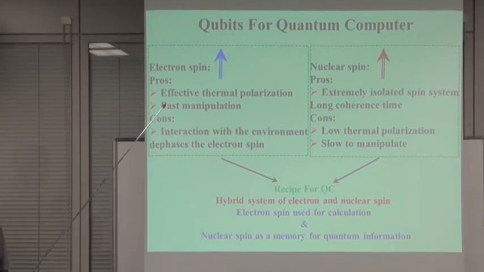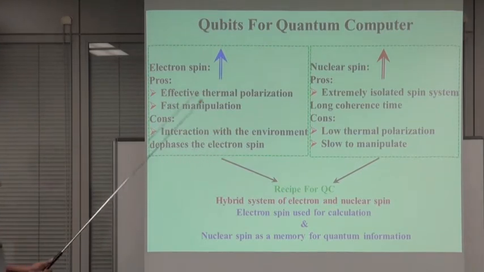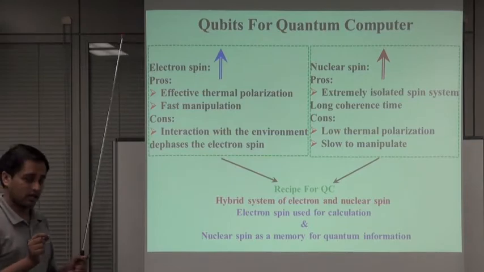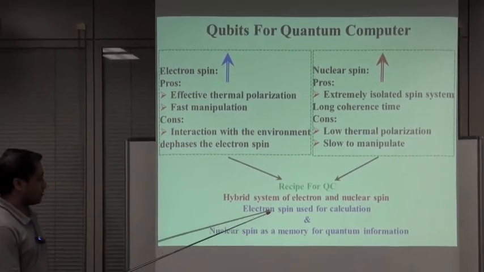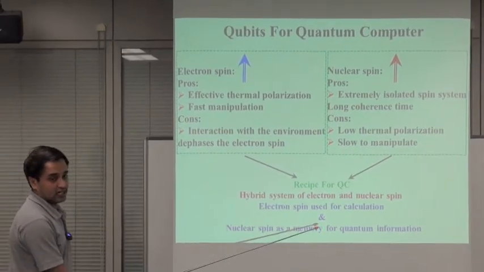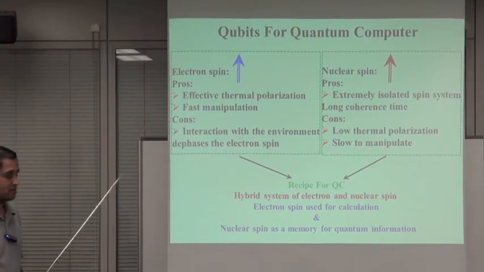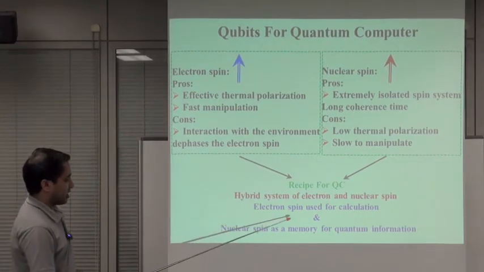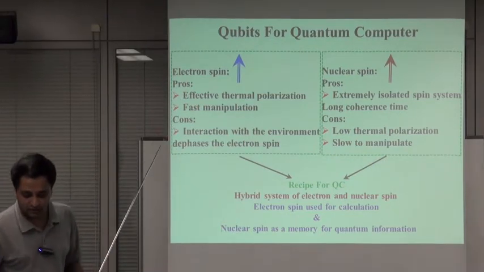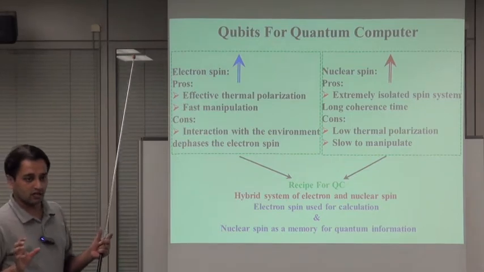So the way forward for achieving the feasibility of quantum computing is to merge these two, the electron spins and the nuclear spins. We couple the electron and nuclear spins, and then electron spins are used for calculations, and the nuclear spins act as a memory because they have very long coherence times, as they are very isolated systems in the solid state. So with this brief motivation, we want to study a coupled electron spin and nuclear spin system in silicon.